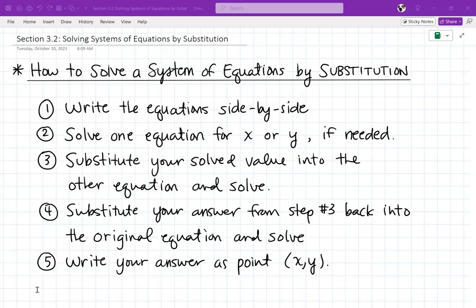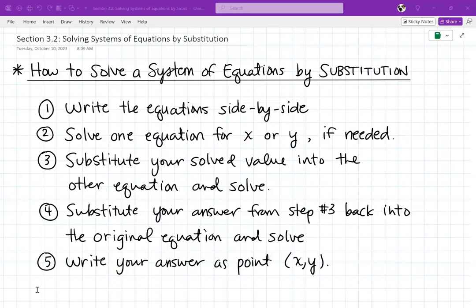Step 2, solve one equation for x or y. So you have 2 equations. You're going to look at the equations and say, which one is easiest to solve and which letter am I going to solve for? Am I going to solve for y or x? It doesn't matter. Just solve for one of them. I said "if needed" because sometimes they already give you the equation set up, so you may not need to do that.